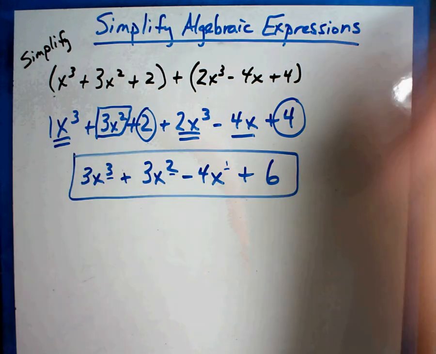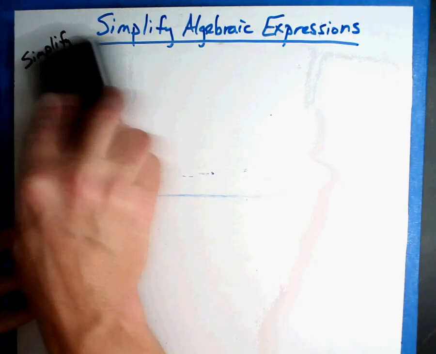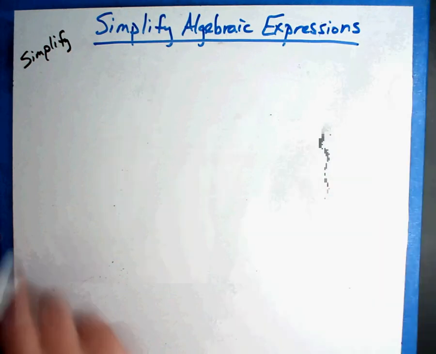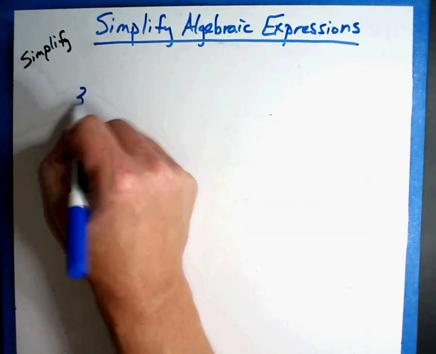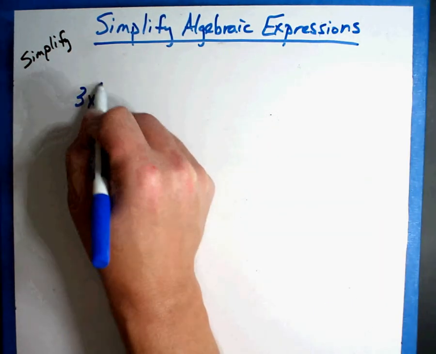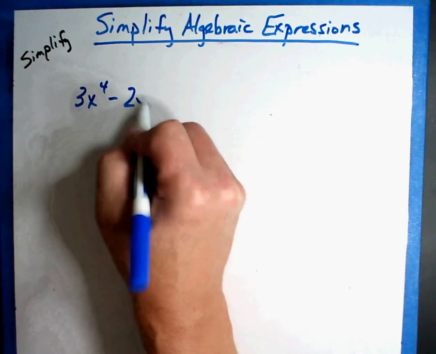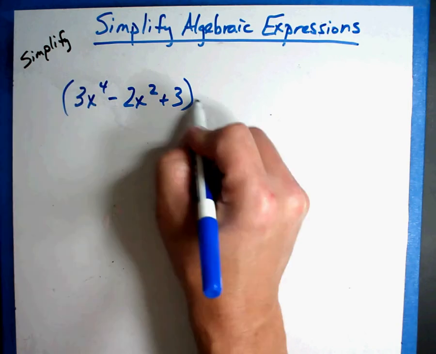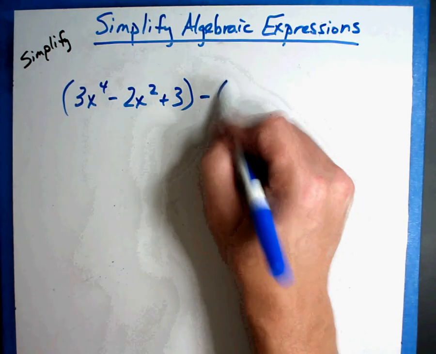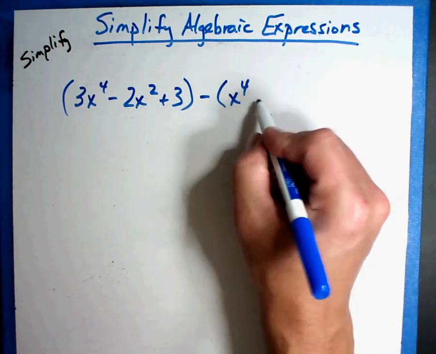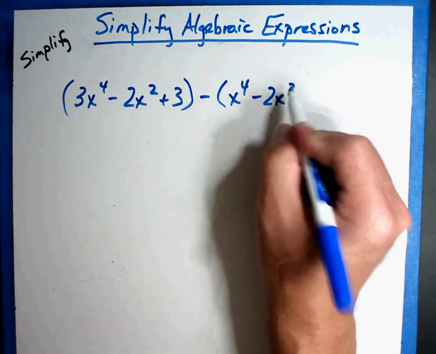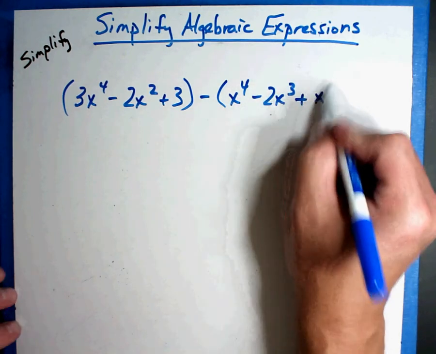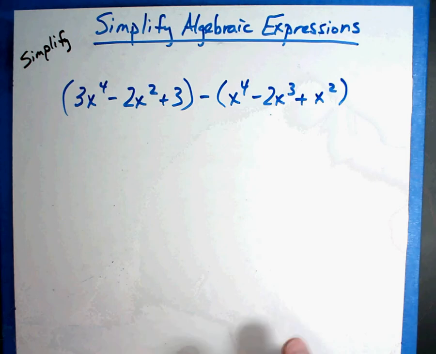Let's try one more, and then I'll let you try a few on your own. Let's try one like this. 3x to the fourth minus 2x squared plus 3, that's in parentheses, minus x to the fourth minus 2x cubed plus x squared. Now, if I'm going too fast, pause the video, make sure you get the whole equation before I take off, and you can work it with me.